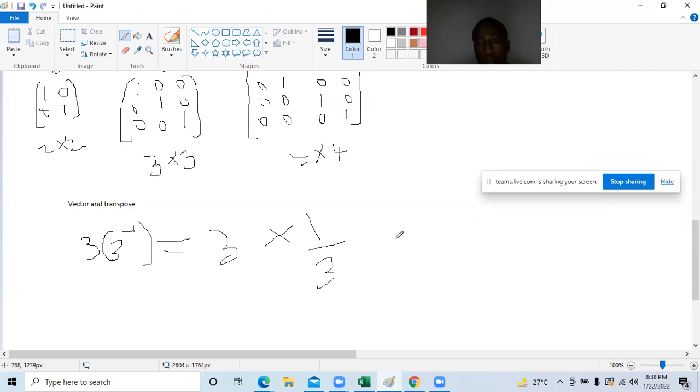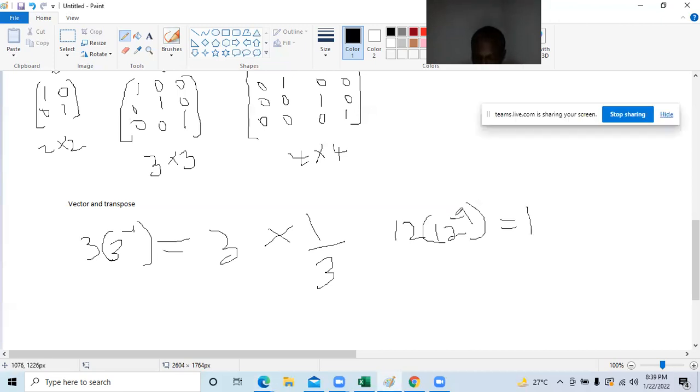That's 1. And that example, if we have 12 multiplied by 12 raised to power minus 1, what does it give us? Good. Why this was important is because we use this to find the inverse of a matrix.